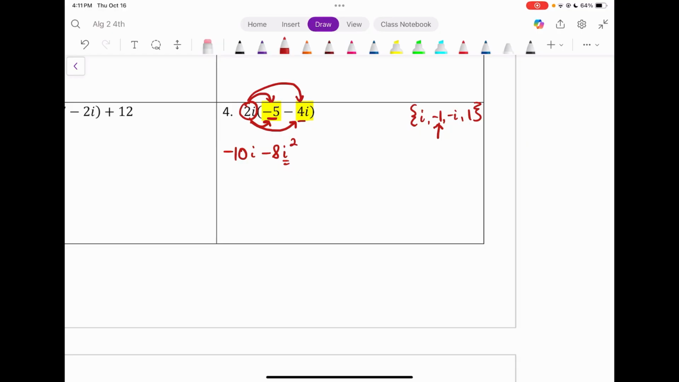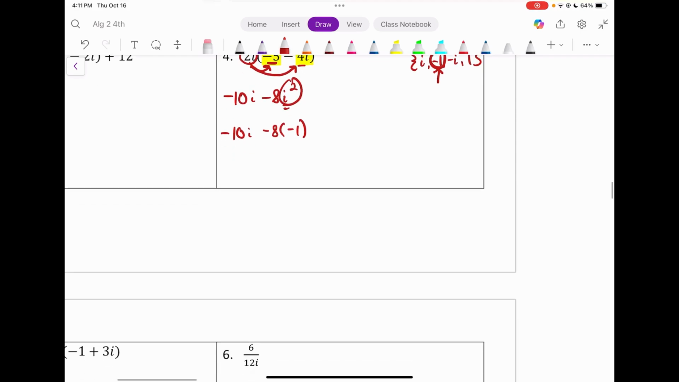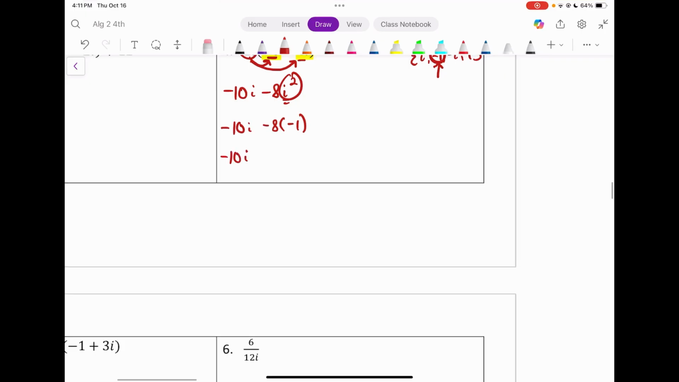So let's not stop here. Let's leave negative 10i alone. It's not to a power, it's to a first power, so we're just going to leave it. And then negative 8, this i squared, we're going to replace with what it's equal to, so we're going to replace it with a negative 1. So this is actually negative 10i, then negative 8 times negative 1, which is a plus 8. So it pretty much just changes the sign. Now, I do want you to get into the habit of putting the real stuff first, putting the imaginary stuff second. So 8 minus 10i would be your final answer.